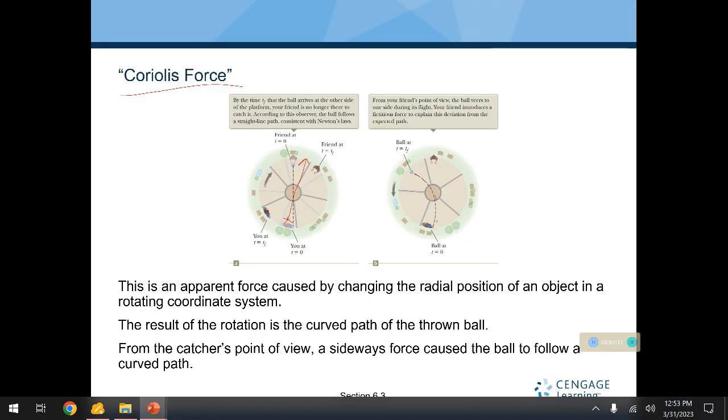All right. What's it going to do? Go west. Drift west, because the world is turning east. So that's what's called the Coriolis effect.